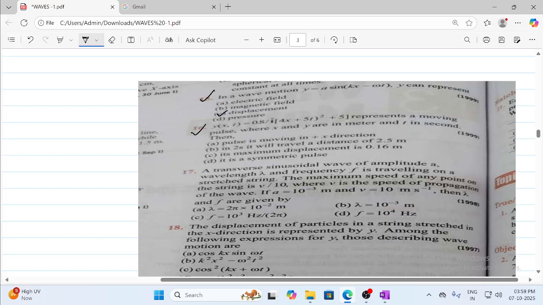Divided by, okay, 0.8 divided by how much function? 4x plus 5t square plus 5. Understood? The I cap will be in multiplication, right? Clear? Okay, it has to be in multiplication. It represents the moving pulse. So y is given in terms of I cap, I cap in x direction.